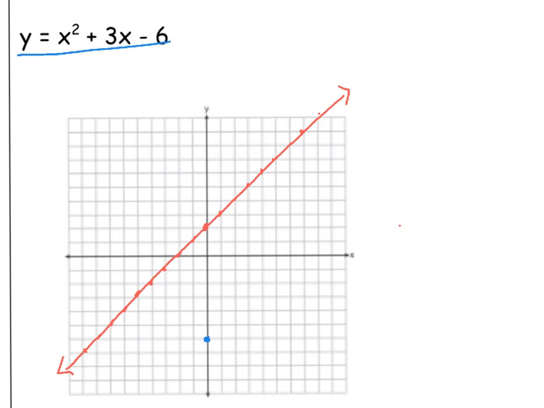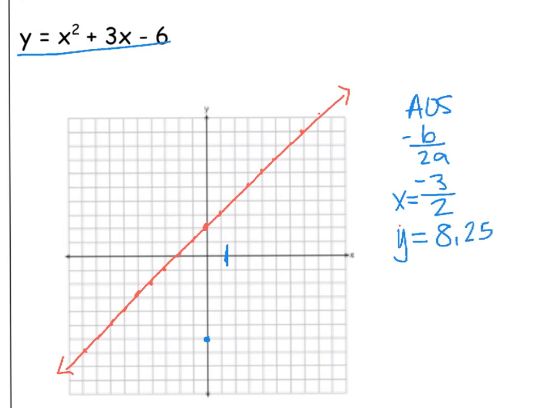If I find my axis of symmetry, it's negative b over 2a, which is -3 over 2 times 1. So my axis of symmetry is at 1.5, which is somewhere right here. So now I need to find my vertex. If I plug -3/2 into my quadratic equation, my y value, I get 8.25.